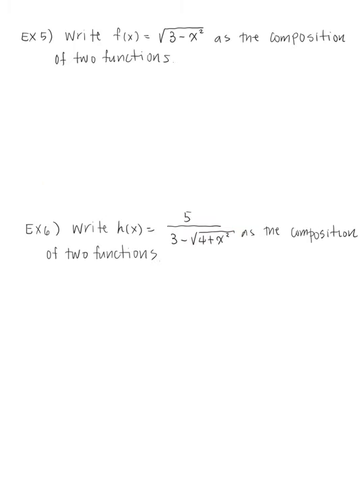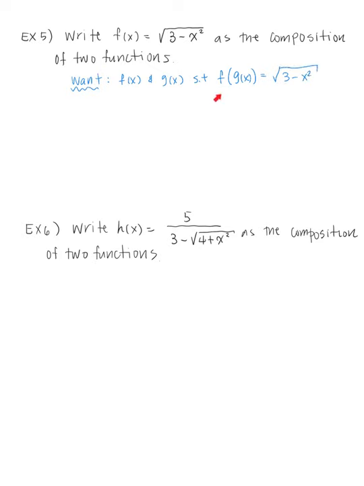Okay, now let's play a different game. Let's look at example 5. It says write f of x equals the square root of 3 minus x squared as the composition of two functions. So what we want is to come up with two functions f and g such that if I compose f and g, our result is going to be the square root of 3 minus x squared. I'm just going to write it out. We want f of x and g of x such that f of g of x is going to give us the square root of 3 minus x squared.